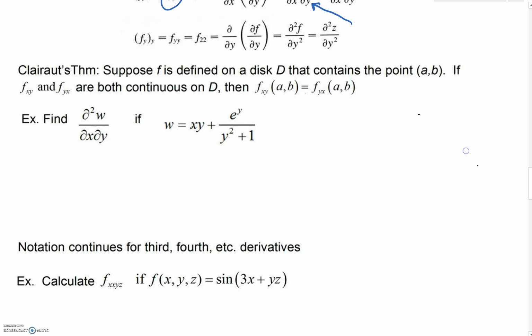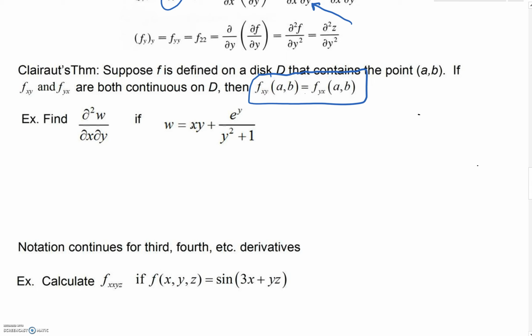Let's look at Clairaut's theorem. Clairaut's theorem is wonderful. It can be such a huge help. Suppose f is defined on a disk of points a comma b. As long as f of xy and f of yx are both continuous, then, oh my goodness, will this help us out?